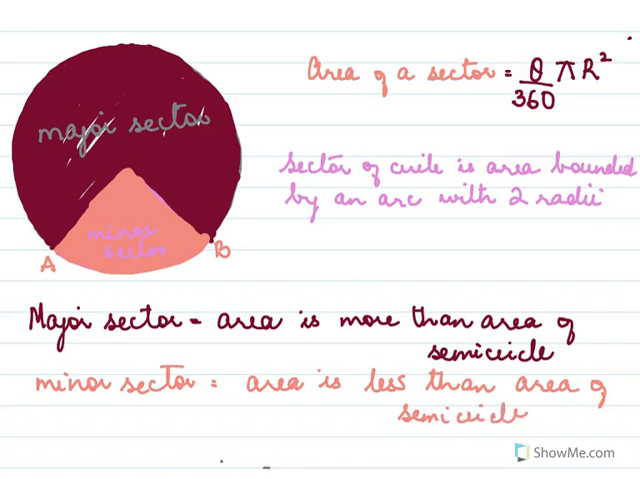And for this sector, the area is the same, theta by 360 pi r square. The area of this major sector will also be theta over 360 pi r square. But the theta for this case is going to be here. This is the theta. The radius remains the same because it's the same circle. This is the radius of the circle, and this is theta. So you know what a major sector is and what a minor sector is. And the formula for the area of a sector is theta over 360 pi r square.